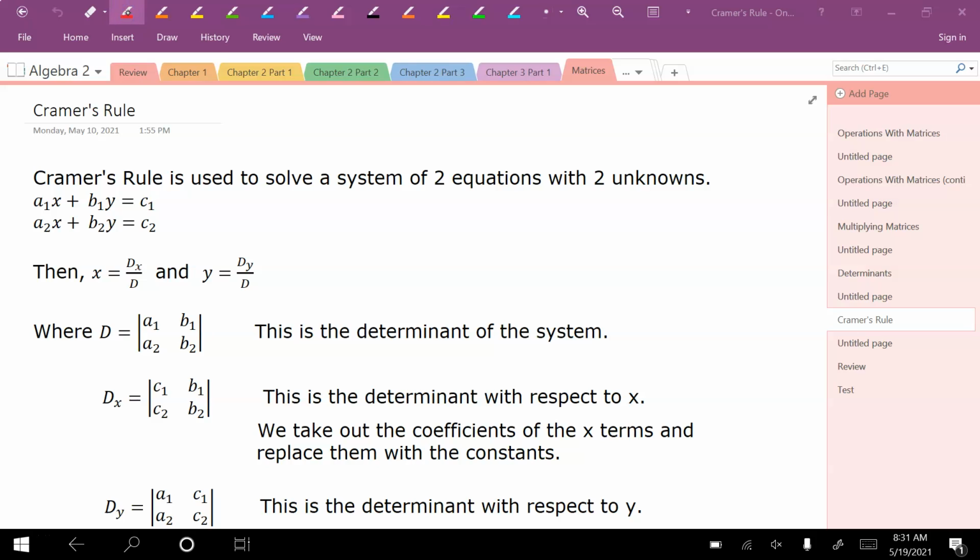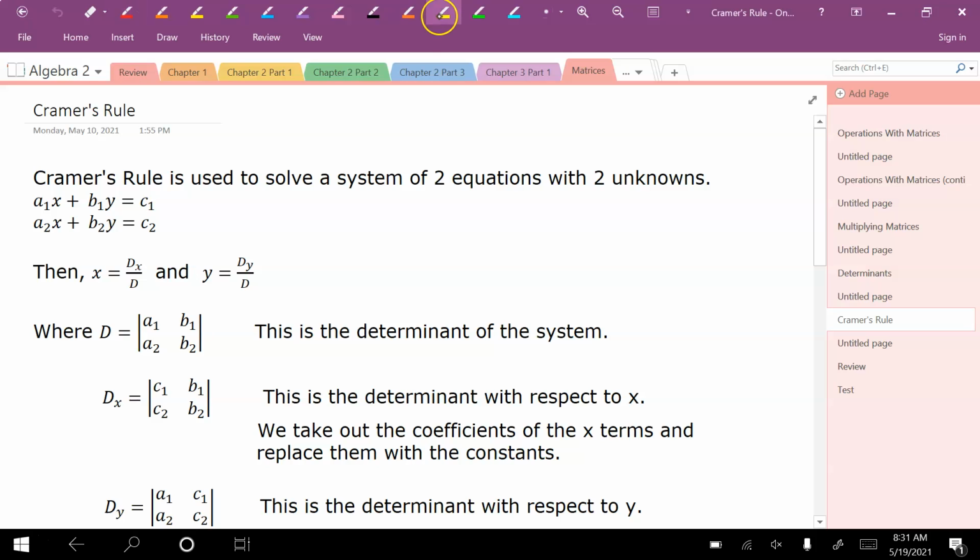All right, for this last section, we're going to talk about something called Cramer's rule. Remember yesterday I said when we were dealing with determinants that they are used to help us solve a system of equations that has variables, okay? So Cramer's rule is taking those determinants that we talked about and actually applying them to a system of equations so we can solve for the variables. So we're solving for either x or for y.